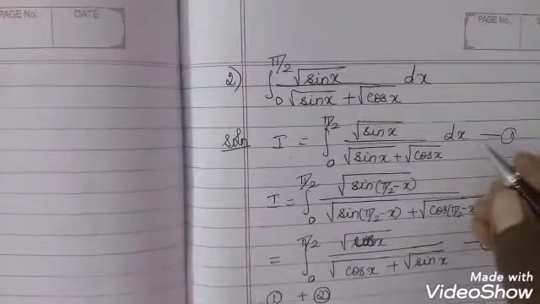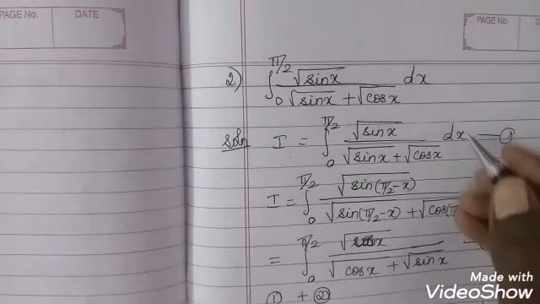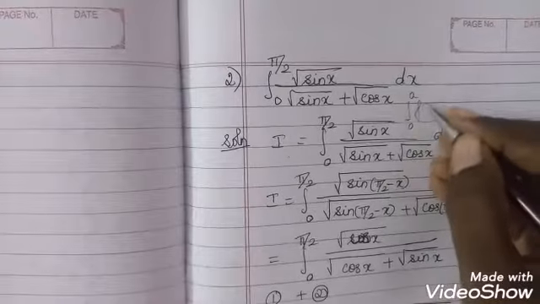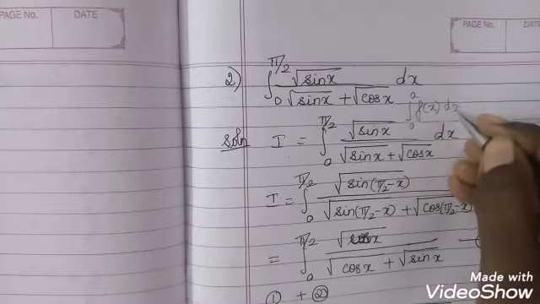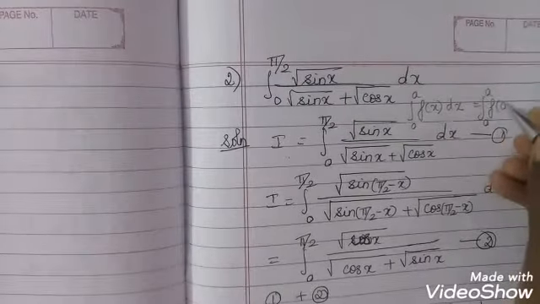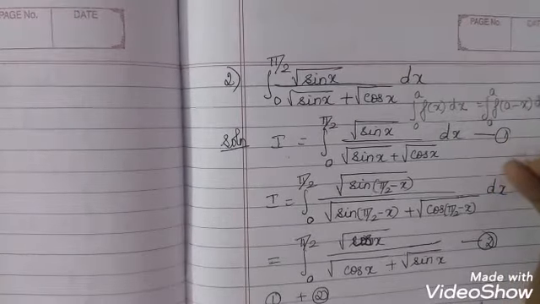Now here again I'm going to use the same property. What is the property I'm going to use here? The fifth property: the integral over 0 to a of f of x dx is equal to the integral over 0 to a of f of a minus x dx. This is what you get here.